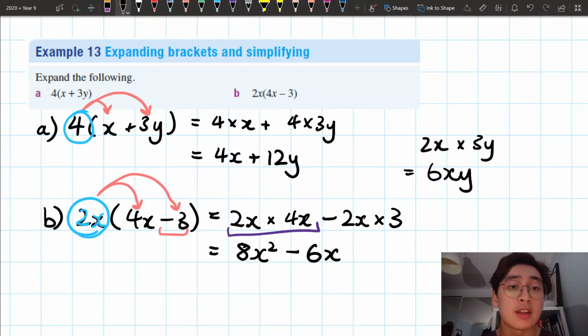So have a go at the questions underneath this example in your workbook. And if you need to go back, feel free to scroll back in this video just to see if there's a certain bit that you need to go through again.